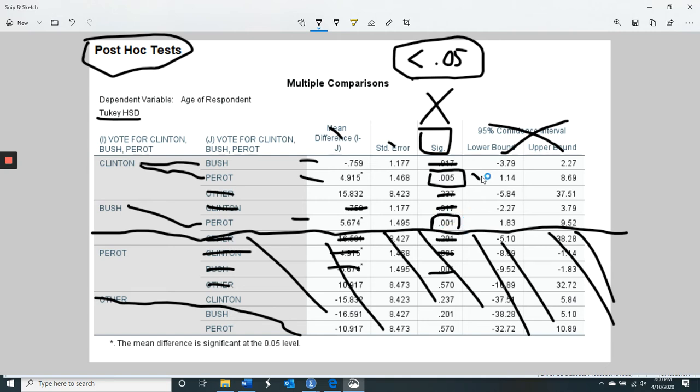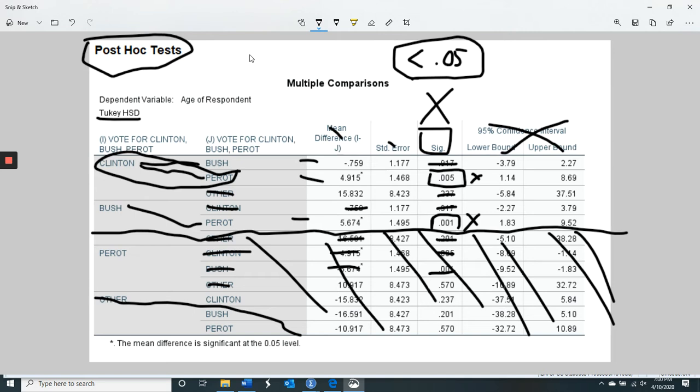So we have two sigs that are less than 0.05. So that's telling us there's a difference between the two groups. So what are the differences? So this line here is Perot versus Clinton. So the voters who voted for Clinton versus Perot are different in age.